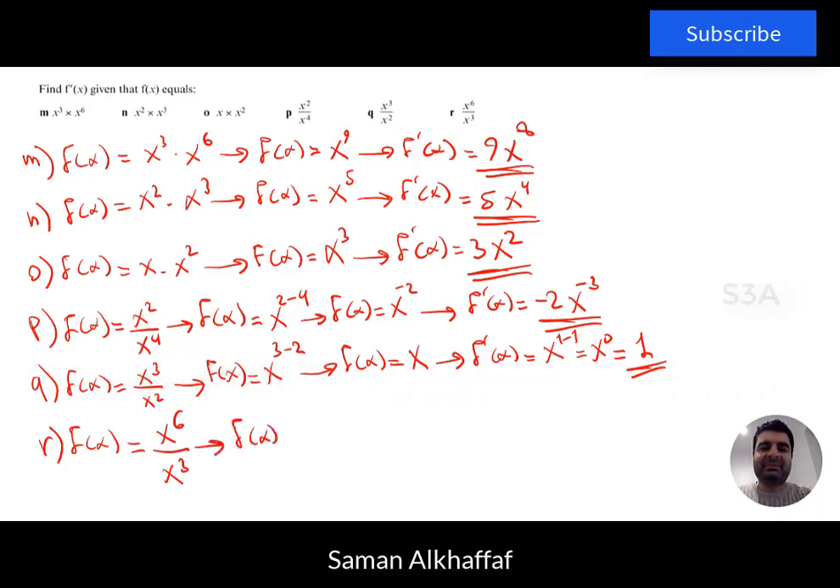So we move the denominator up, so that will give us x to the power 6 take away 3. So now the function can be represented as x to the power of 3. Now for us to find the derivative, that will be 3 x to the power 3 take away 1, that will be 2. So our answer will be 3x squared.